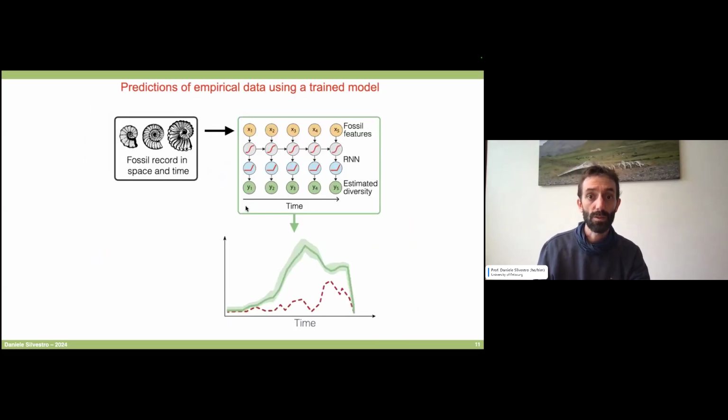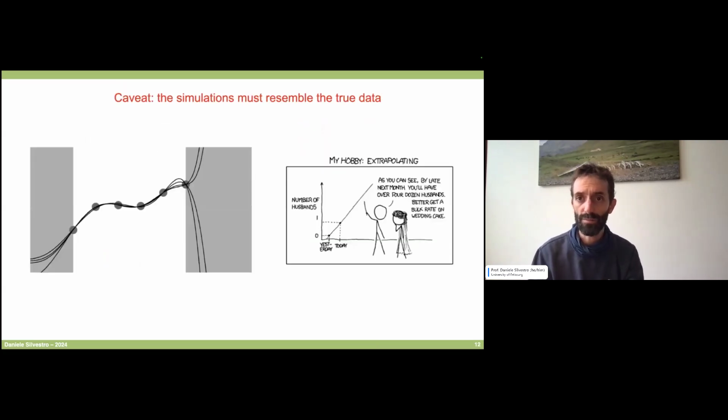Once we have a trained model, we can take our empirical fossil record, feed it into the model, and get a prediction. Now, one thing we have to keep in mind when using supervised models is that there is a risk in how we extrapolate. If the simulations that we use to train our model are different from the empirical data, then we have the risk of extrapolating, of making predictions from this trained model that are outside of the observed range.